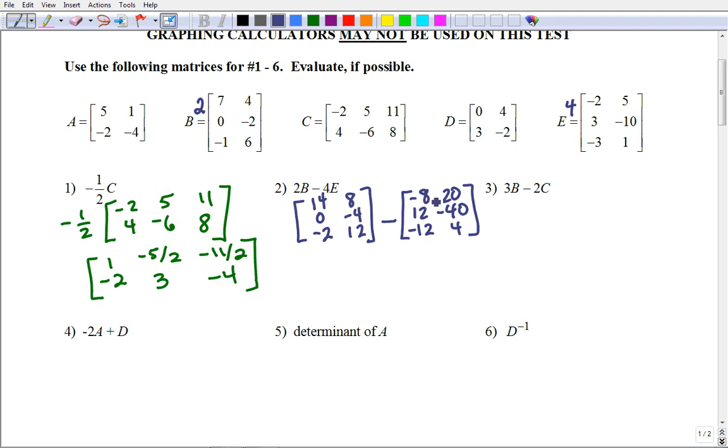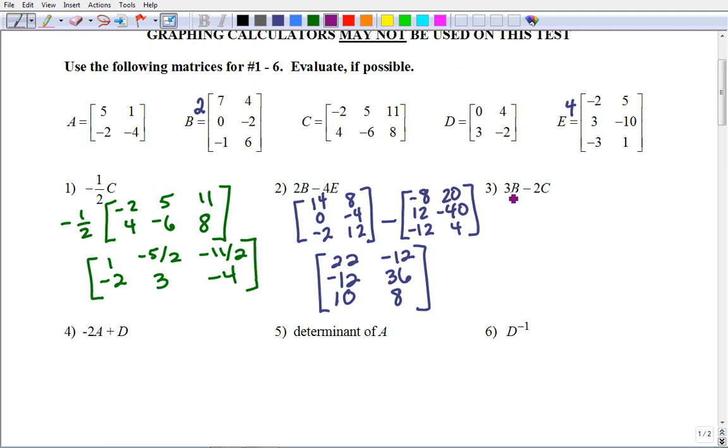So 14 minus -8 is the same thing as 14 plus 8, so we'll get 22. 0 minus 12 is -12. And -2 minus -12 is -2 plus 12, which is 10. 8 minus 20 is -12. -4 minus -40 is -4 plus 40, so that's 36, and then 12 minus 4 is 8. So there's our answer there.